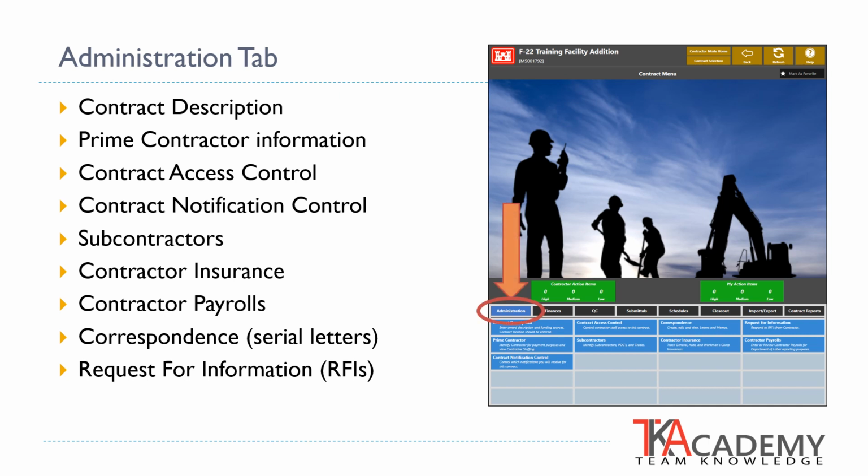Within the Administration tab, the typical features that can be accessed are Contract Description, Prime Contractor Information, Contract Access Control, Contract Notification Control, Subcontractors, Contractor Insurance, Contractor Payroll, Correspondence, and RFIs.